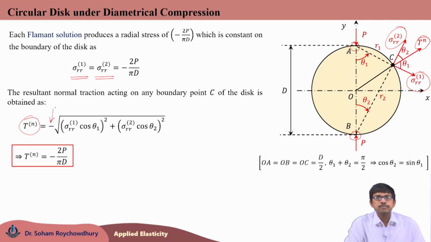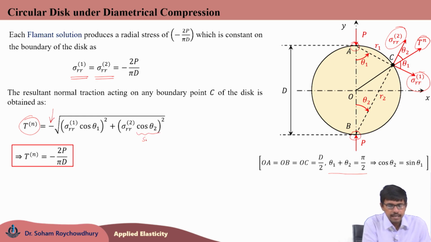Thus, if you substitute these two here and use these geometric conditions, that theta 1 plus theta 2 is pi by 2, which would result in theta 1 being equal to pi by 2 minus theta 2, or cos theta 2, this can be written as sin theta 1. So, sigma RR1, sigma RR2 both being equal to minus 2p by pi d, the sin square theta 1 plus cos square theta 1 will result in unity, and hence the magnitude of Tn, the resultant normal traction acting on the boundary point C, would be minus 2p by pi d.